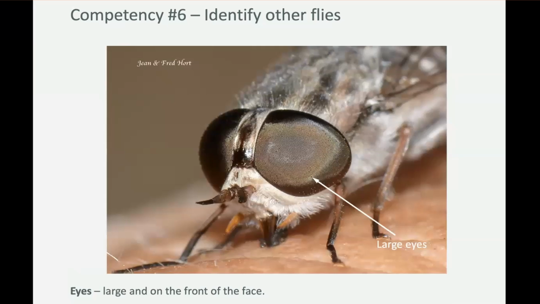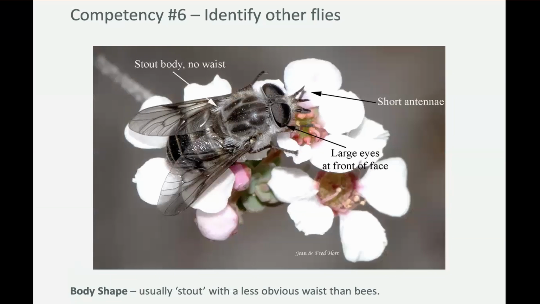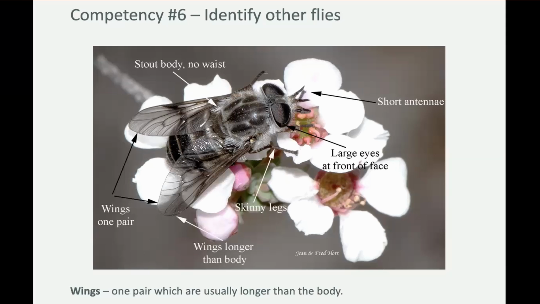Here we have big eyes, short antennae. The eyes are at the front of the head. They're not on the side of the head. And we don't have any ocelli here either. 2 eyes. Short antennae. Another one. This is a march fly we all know and love. Stout body. No waist. So they don't have the waist that a bee will have between the thorax and the abdomen. Again, large eyes in the front of the head, short antennae, skinny legs. Their wings, there's only 2.